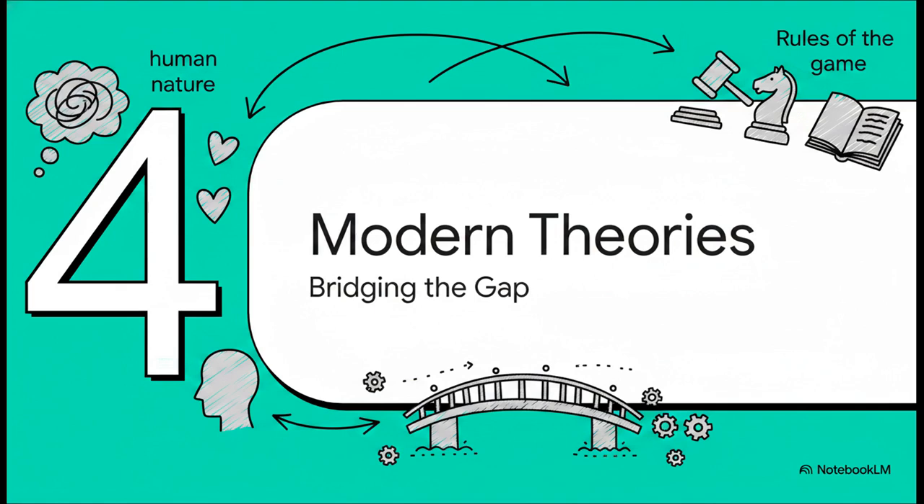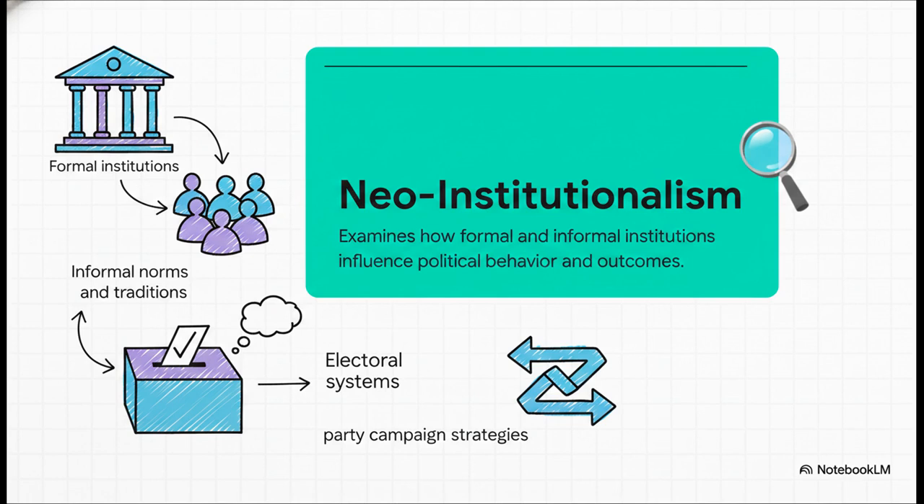All right, Section 4, Modern Theories, where we start bridging the gap. So, we've looked at the extremes, right? Pure rules versus pure behavior. Well, modern theories try to bridge that gap. And the neo-institutional approach does exactly this. It is a massive upgrade from the old traditional method because it doesn't just study dry constitutional text. It examines how institutions actually influence behavior. It looks at formal institutions, like legislatures, sure, but critically it also looks at informal, unwritten norms and traditions. It reveals how the specific rules of an electoral system can literally dictate how people vote and how political parties build their campaigns. The rules themselves actually shape the behavior.